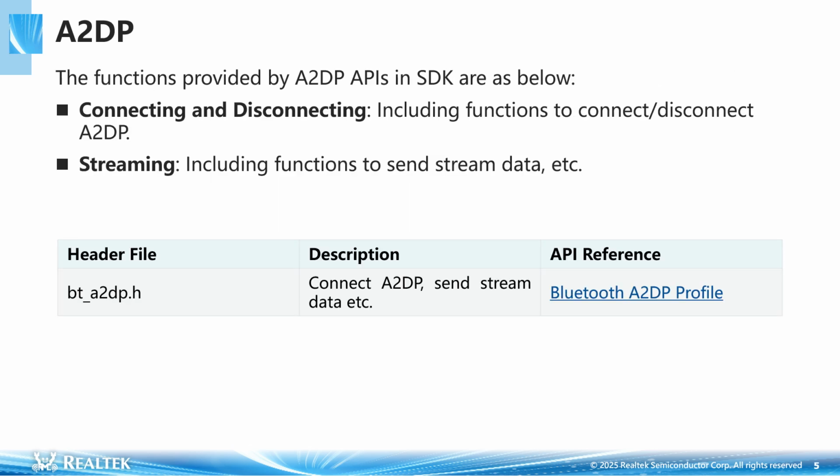The functions provided by A2DP APIs in the SDK are as below. Connecting and disconnecting, including functions to connect and disconnect A2DP. Streaming, including functions to send stream data, etc. More details of A2DP related APIs are provided in the SDK.